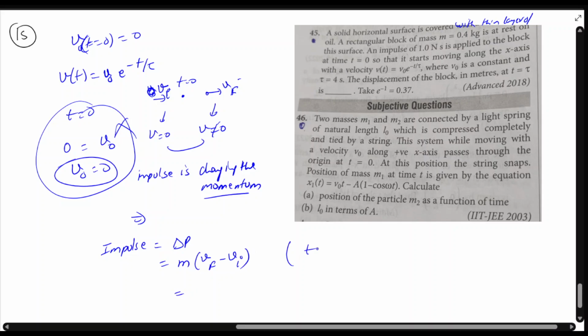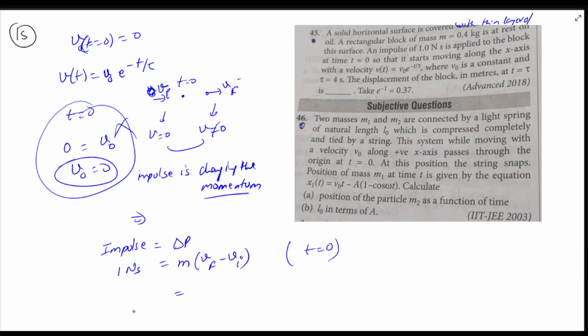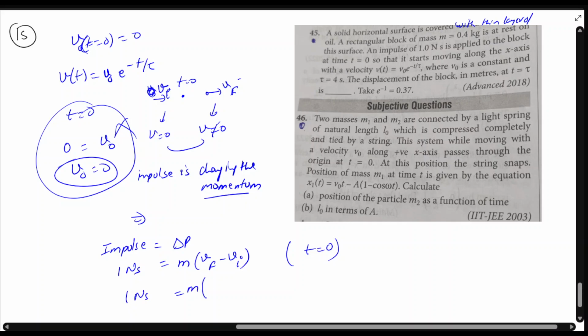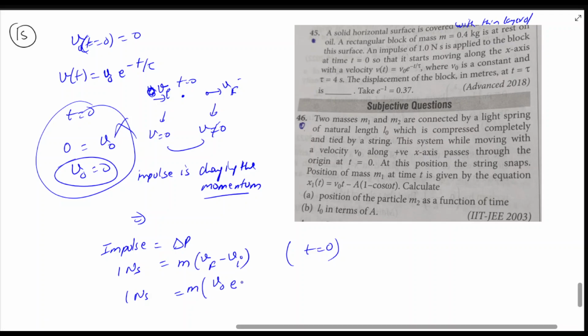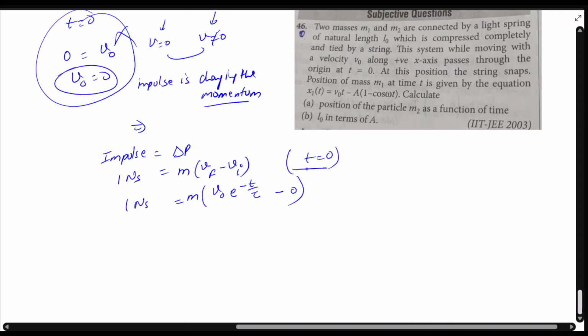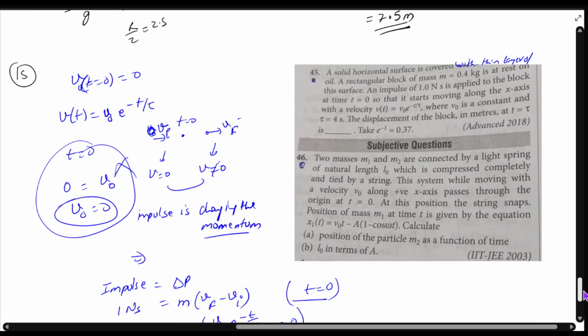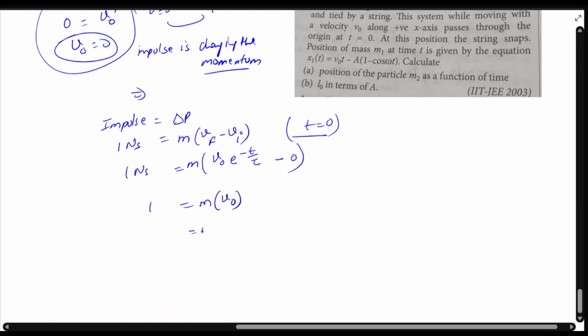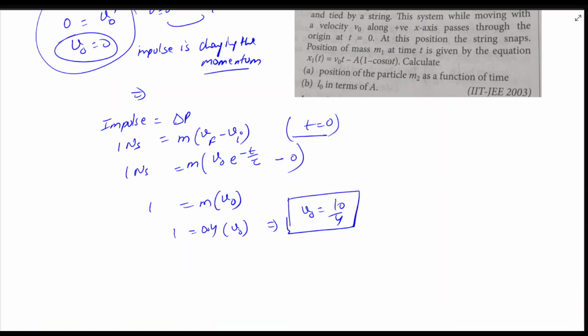Everything we are talking about is at t equal to 0. The impulse is 1 Newton second, and v final will be v naught e to the power minus t by tau, minus the initial, which was 0. Are you getting me? Now putting t equal to 0, we get m into v naught equals 1. So putting m as 0.4, we get v naught as 10 by 4.